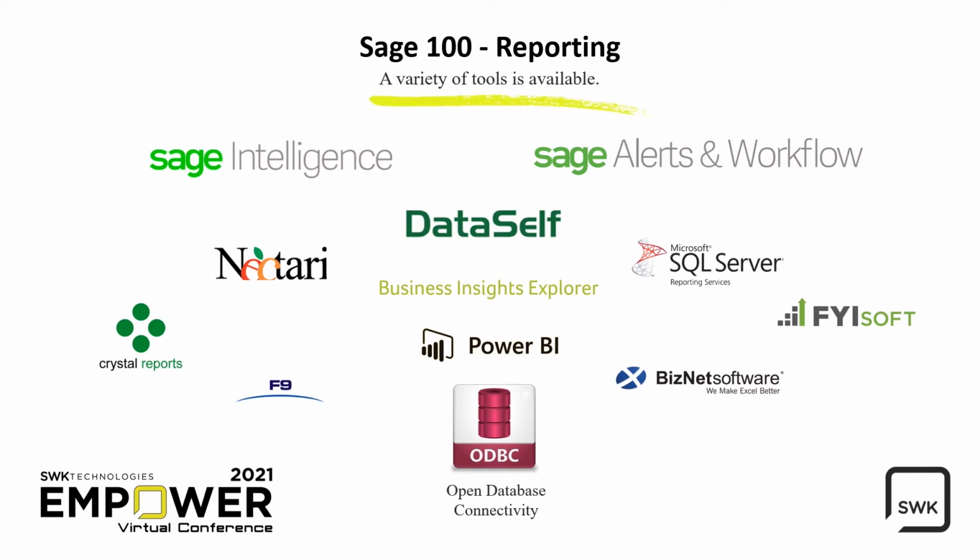Let's start with the built-in features that Sage 100 offers with Business Insights and Crystal Reports. Business Insights gives you a set of predefined queries with a graphical interface that can be modified to a small extent. And that is a great tool for ad hoc on-screen reporting if these predefined queries meet your needs. You can put a few more fields in, but you cannot substantially change those queries and you cannot add additional queries to it.